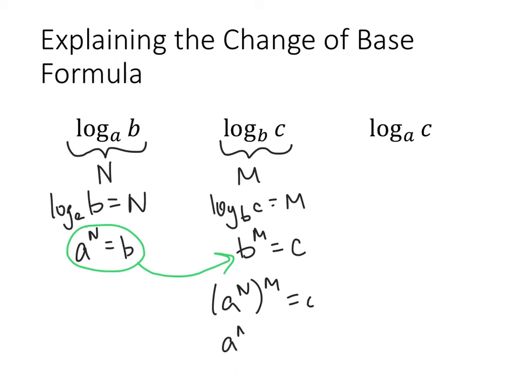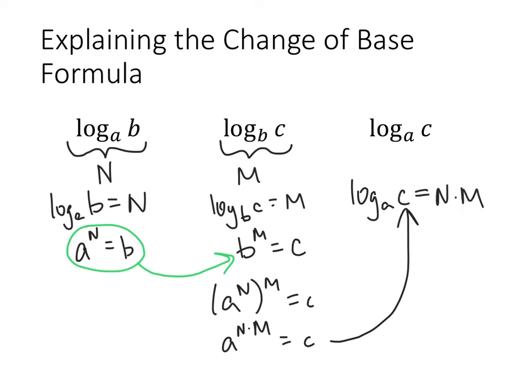By our rules of exponents, when we raise a power to a power, we multiply the two powers together. So a to the n times m equals c. But if we convert that back to a logarithmic equation, that tells us that the log base a of c is n times m. That means that I take this first logarithm, log base a of b, and multiply it by the second logarithm, the log base b of c. What that gives me is the third logarithm, the log base a of c.